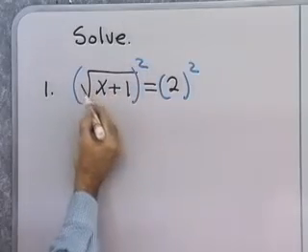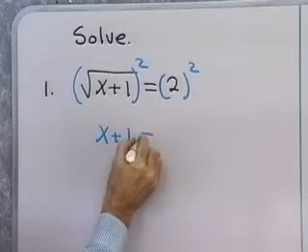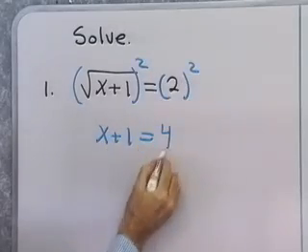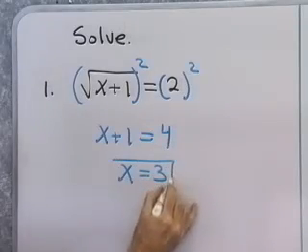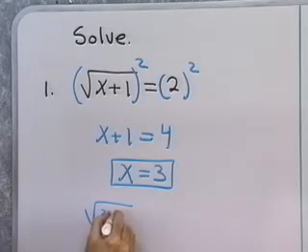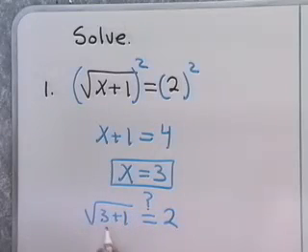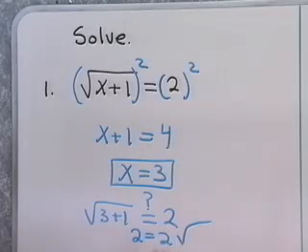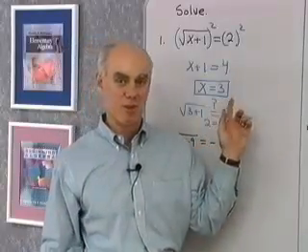The square of this square root just gives me what's inside, x plus 1. The square of 2 is 4. Add negative 1 to both sides. X comes out to be 3. Now let's just check that real quick. Square root of 3 plus 1, is that equal to 2? Well, 3 plus 1 is 4. The positive square root of 4 is 2. I get 2 is equal to 2. So that solution checks when I substitute it back into the original equation.